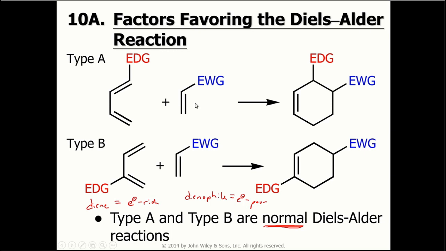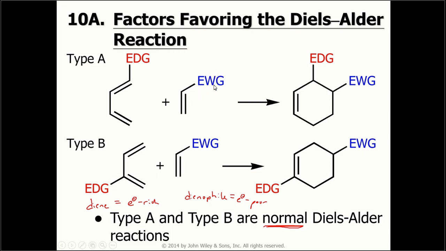Similarly, on the dienophile, we have one or more electron withdrawing groups that pull electron density away from this pi system and make it more susceptible to attack. So you can think of the diene as being more like the nucleophile and the dienophile as being the electrophile.